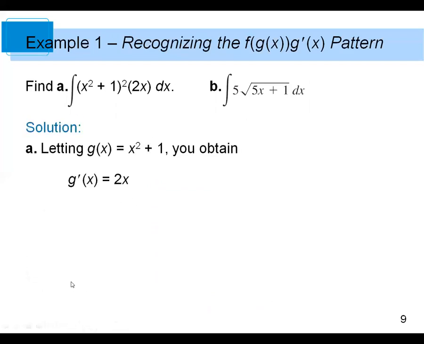So in the first one, notice that you have an inside function here, x squared plus 1, and the outside is squared. And then you have multiplied by another factor here. So let's see if things line up. If you let g equal x squared plus 1, the inside, then g prime is 2x. It's right there. So you have f of g of x equals f of x squared plus 1. X squared plus 1 is the inside of the squaring function. So it's x squared plus 1 quantity squared.